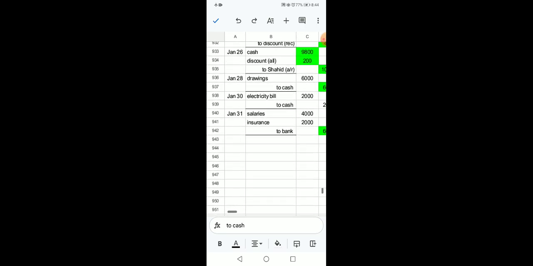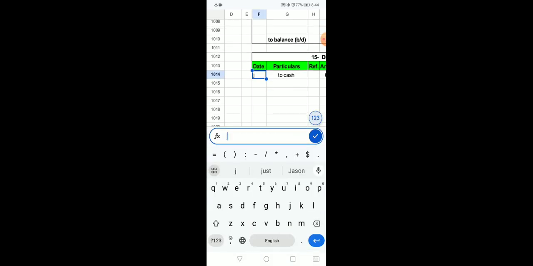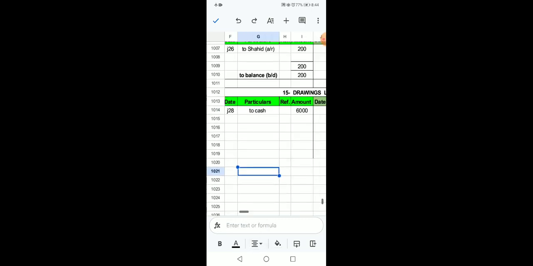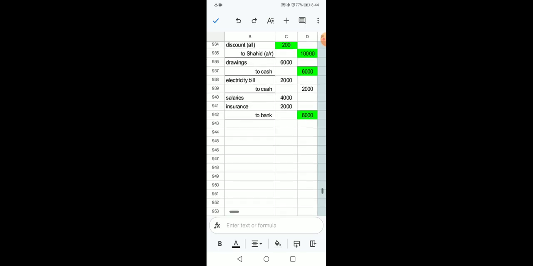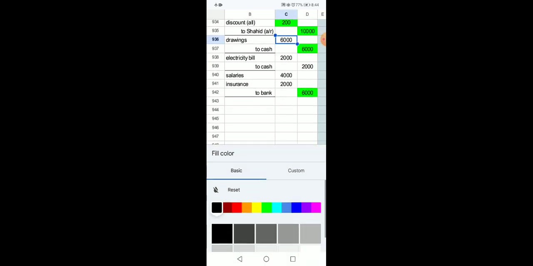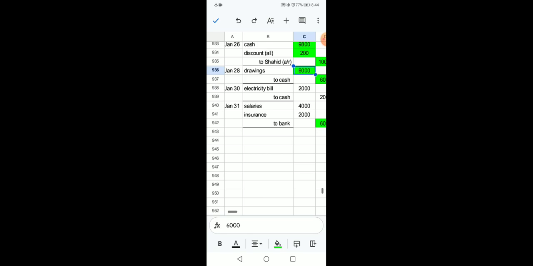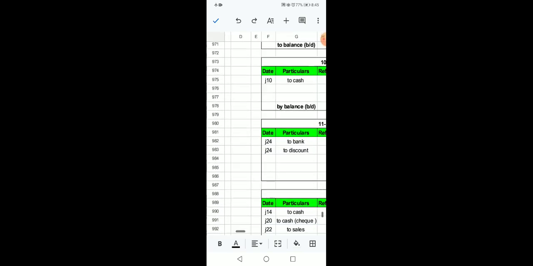Reference is completed for 6000. See what was the date for this 6000, January 28. So you are going to put January 28 in the date column. Date is written, reference is written, 6000 posting is completed for drawings. So tick the 6000 and mark it as done. Now we will see if drawings are present in the next two entries. No, it means posting for drawings is completed. You are now ready to calculate the balance.